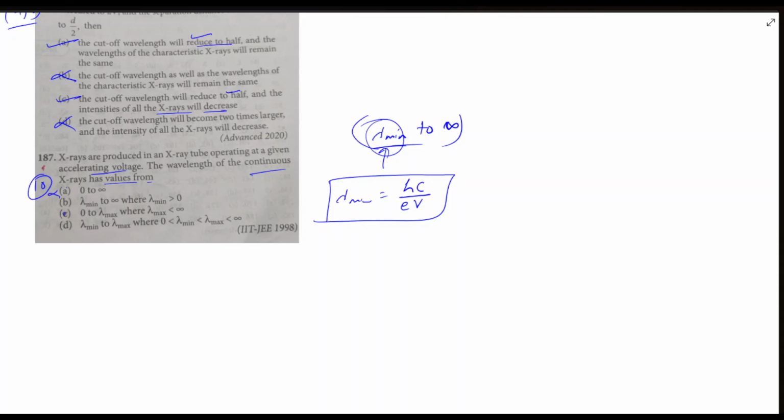0 to infinity, A is definitely wrong. 0 to lambda max, so 0 should not be there. Now option B, lambda minimum to infinity, where lambda minimum is greater than 0. So this is correct. B is correct, right? Option C, lambda minimum to lambda max. Look, there is no upper limit to the wavelength, so it can be up to infinity. There is no limit on the wavelength which is going to be released. It says there is a limit of lambda max, but there is no limit. So option B is absolutely correct.